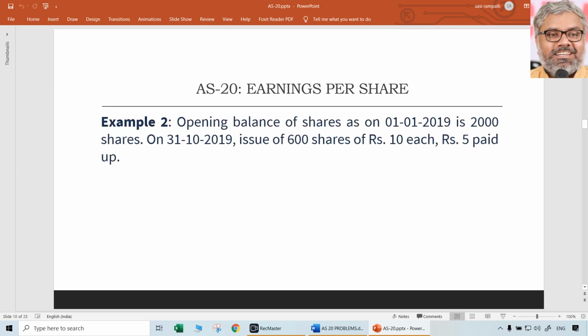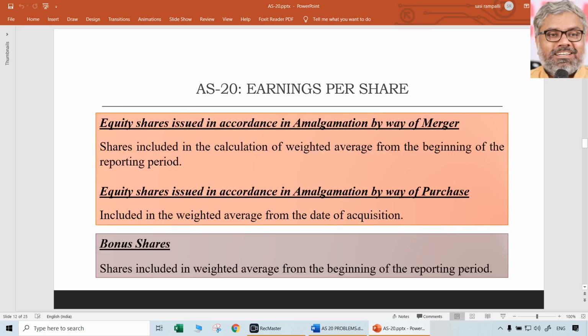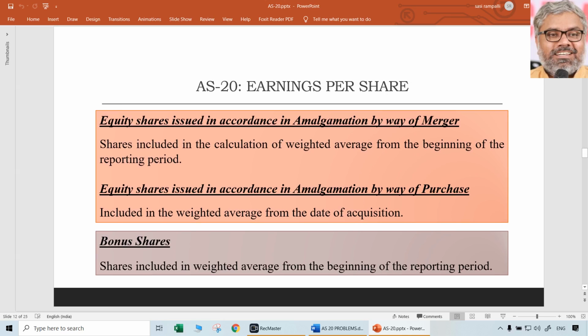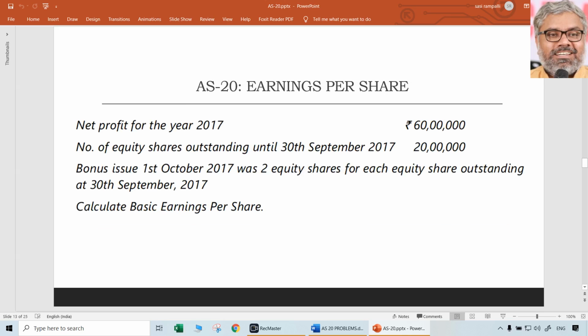Very important point, that also. And in case the shares are issued by way of amalgamation in the nature of merger, then the calculation should happen from the beginning of the period, whereas if it is an amalgamation in the nature of purchase, then weight should be calculated from the date of acquisition. Bonus shares also should be calculated as if they were outstanding from the beginning of the year, even though those are issued somewhere in the middle of the year. That is about bonus shares, which is also an important aspect from a problems perspective.